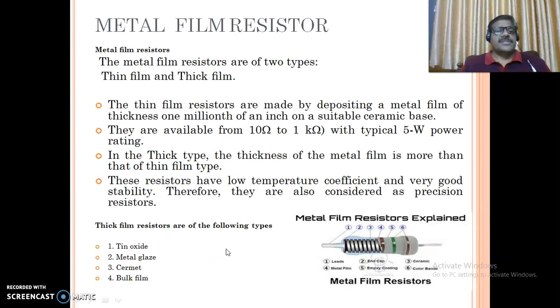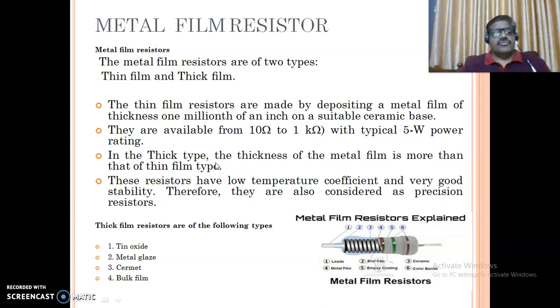The metal film resistors are of two types: thin film and thick film. The thin film resistors are made by depositing a metal film of thickness one millionth of an inch on a suitable ceramic base. They are available from 10 ohm to 1 kilo ohm with a typical 5 watt power rating.